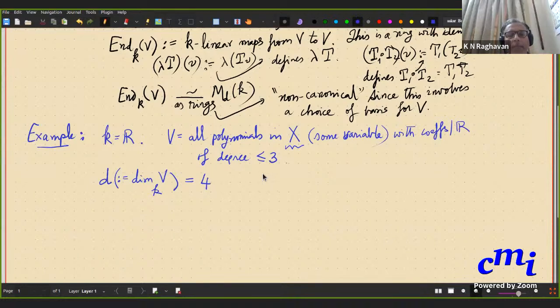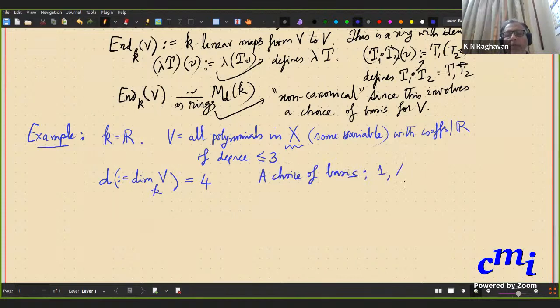Okay, so a choice of a basis would be a natural choice of basis, you might say. Of course, this is not the only basis. You could have taken 1 plus x, 1 minus x. I mean, you could, but most people would choose this, I guess, if they were asked for a basis of this.